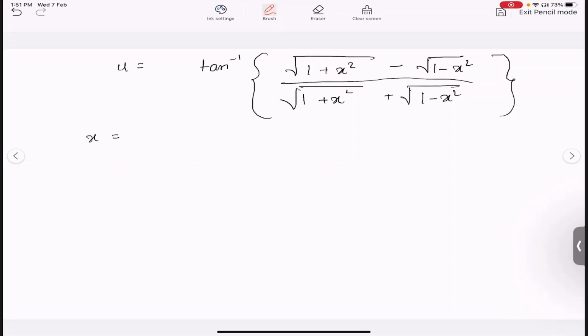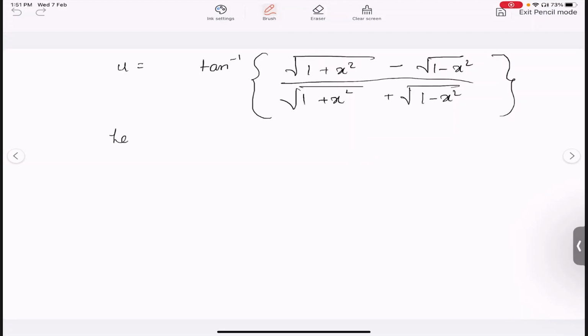So if we remember the formula of cos 2 theta is equal to cos square theta minus sin square theta. So if we subtract 1, what will we end up with? It will become 2 cos square theta. So we can do such a substitution and let's see what happens.